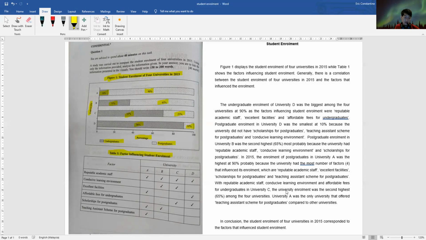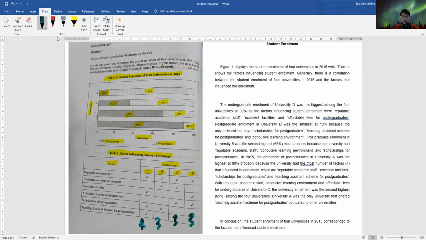Anyway, just look at this data here. It's very important. Later on I'll explain further. Yeah, so these are the factors, and these are the names of the 4 universities. It's very straightforward. A, B, C, D. So these are the factors here: 1, 2, 3, 4, 5, 6, and these are the number of factors that influence the student enrollment. So 1, 2, 3, 4. Okay, maybe I just put it down here 4, and then 1, 2, 3, and then 1, 2, 3, and then this one here 1, 2, 3.